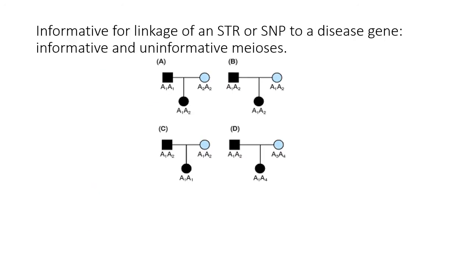Okay, so the next thing we will be discussing is these kinds of situations where we're looking for information about linkage of a particular STR or SNP to a disease gene. And we're going to consider what types of meioses are informative versus uninformative to help us do this kind of gene tracking. We'll continue this on Monday. But it's good to know what the vocabulary is like before getting terribly confused by the actual pedigrees.